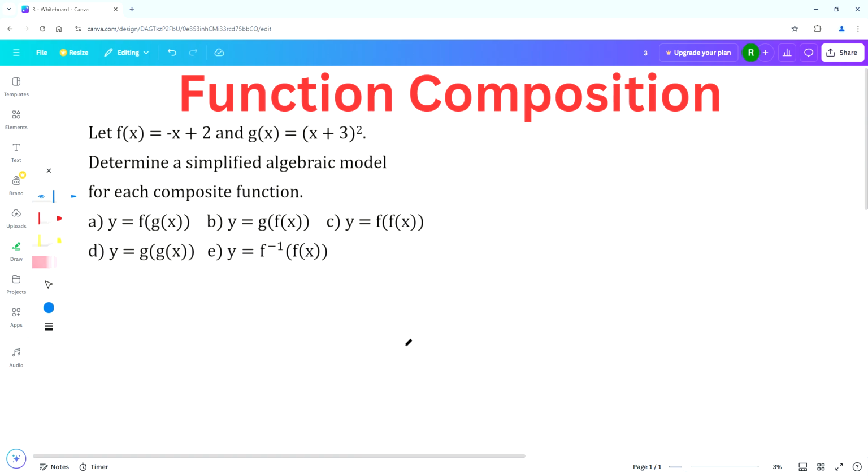In this video, we'll solve this problem using the concepts of function composition. As per the problem, let f(x) = -x + 2 and g(x) = (x + 3)². Determine a simplified algebraic model for each composite function. Let's start with part A, y = f(g(x)).